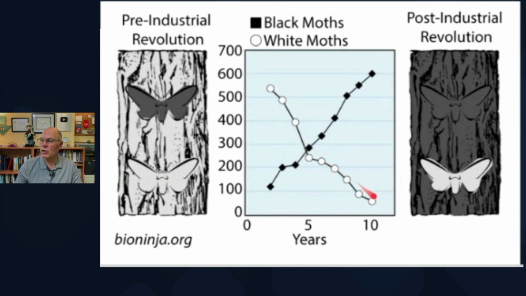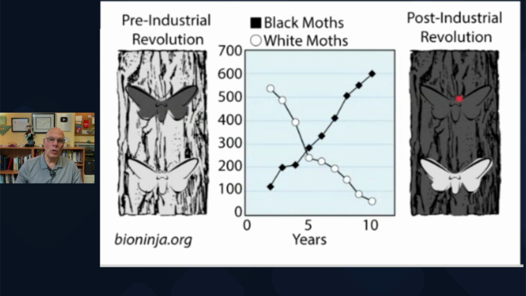So here's the number of light moths that were found, and you can see the numbers going down. It's going down because the tree trunk environment is becoming darker and darker, and that's making these moths into bird food. Whereas these dark moths, their numbers are getting higher and higher and higher. Why? Because as the environment's becoming darker, they are better camouflaged.